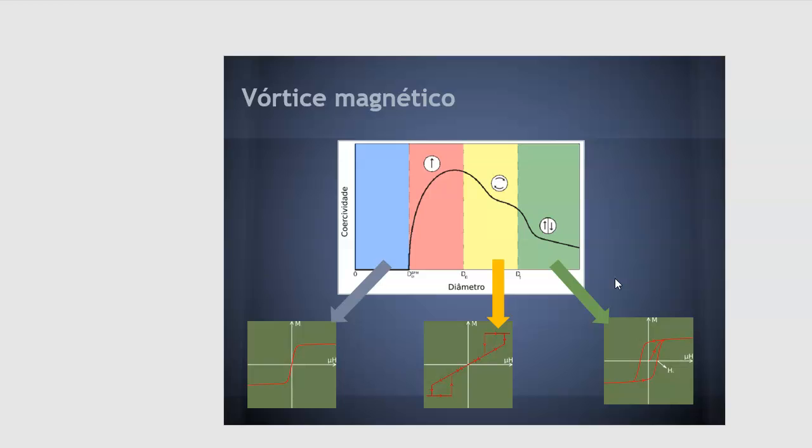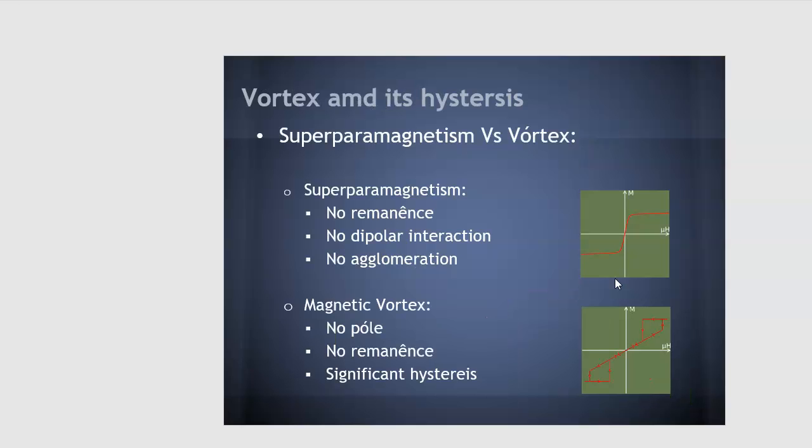And this regime is basically the vortex regime, the vortex state. I'm going to explain it in the next slide. So here, if we compare superparamagnetism with the vortex: in superparamagnetism, we have no remanence, no dipole interaction, no agglomeration effect. And in the magnetic vortex, no magnetic pole, no remanence, but we have significant hysteresis.